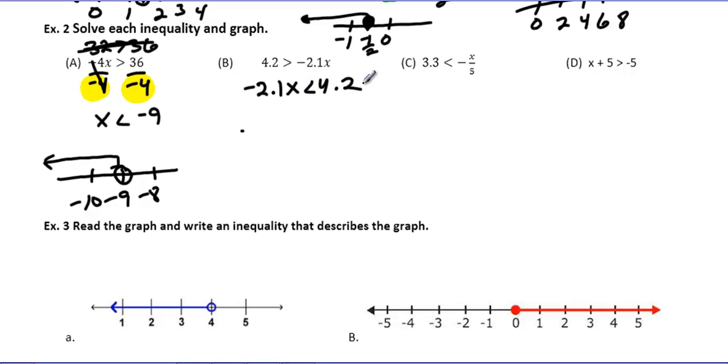Again, I want my variable on the left. You can do it at the beginning or the end, but I think it's best to do it at the beginning. Okay, now from here, I'm going to divide by negative 2.1. And we end up with x being greater than negative 2.